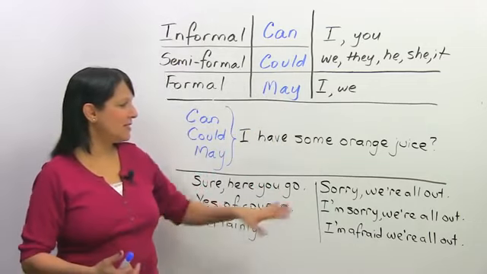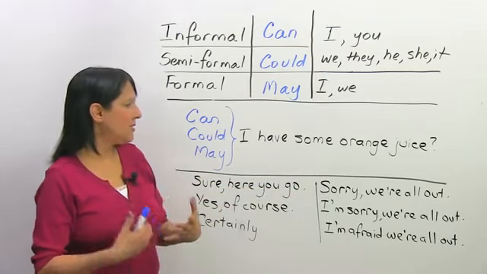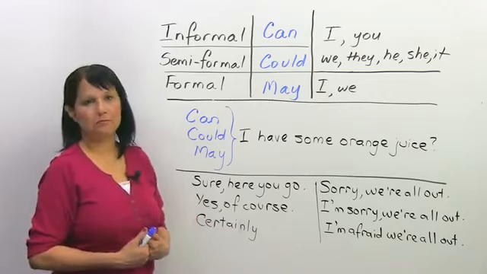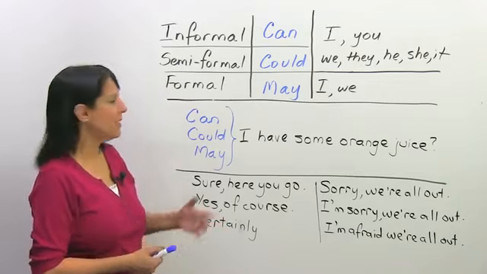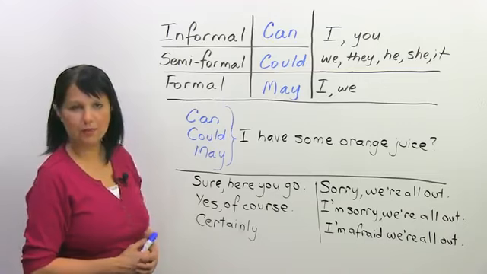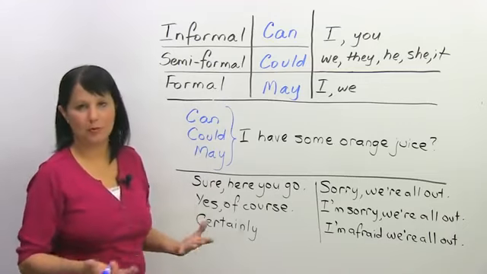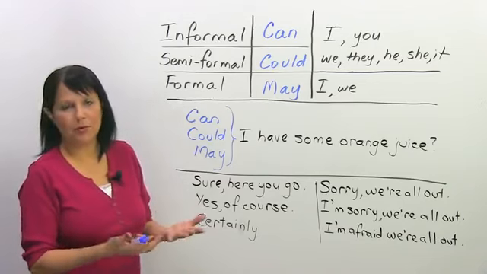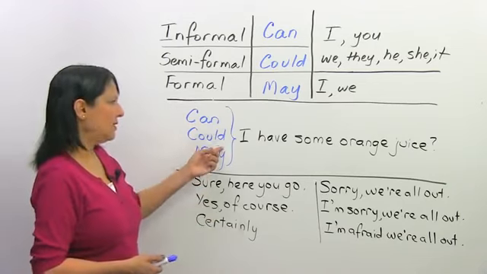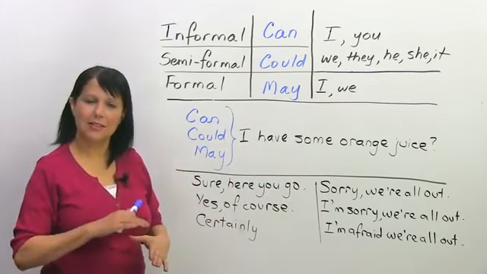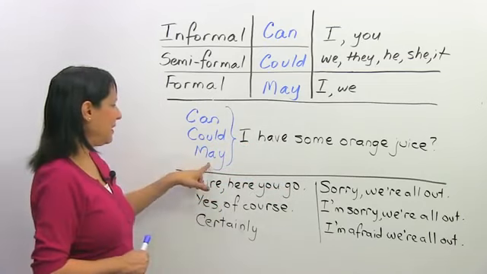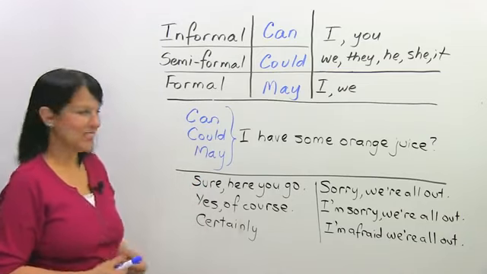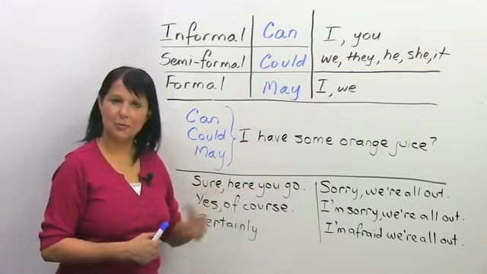Now, let's look at the same question and how it's different with the 3 words. Let's say I'm at home and I ask someone from my family, can I have some orange juice? There I'm using can because it's really informal. Now let's say I'm at the mall, at the food court, ordering some juice. So I say, could I have some orange juice? Slightly more formal. And now let's pretend that we're in a fancy restaurant and I'm ordering orange juice. So then I say, may I have some orange juice?